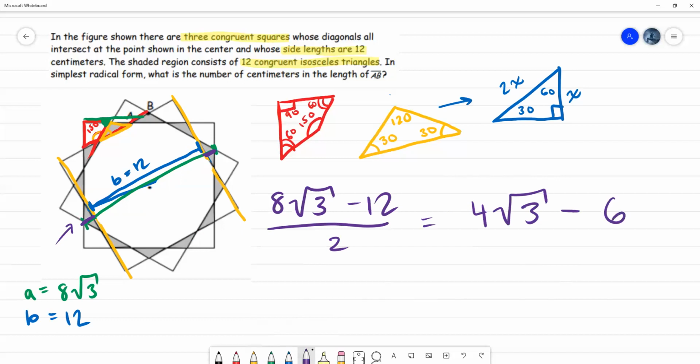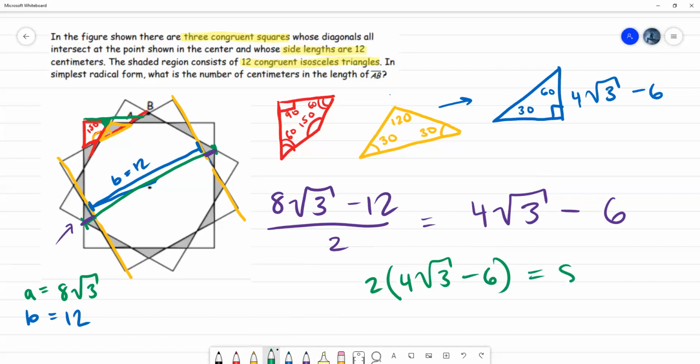So now that we have the height of our 30, 60, 90 triangle, which is this one right here, our blue triangle, we can plug it in for x to find out the value of AB, segment AB from the problem. So because x is equal to 4 square root 3 minus 6, and the hypotenuse is double that, we just have to do 2 times 4 square root 3 minus 6. And if we do that, we get 8 square root 3 minus 12. So that is the value of segment AB. And that is our final answer.